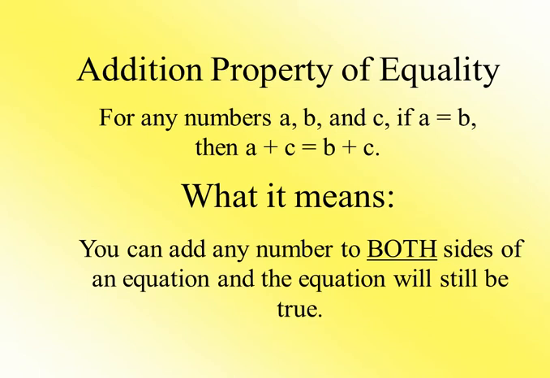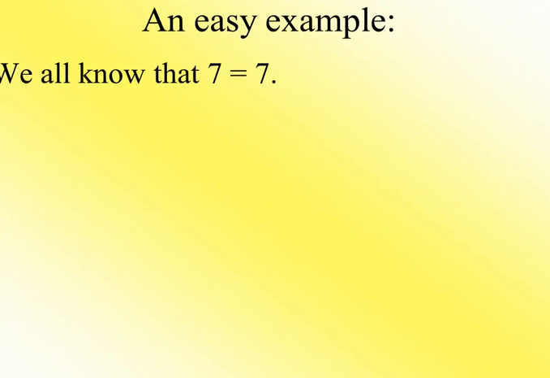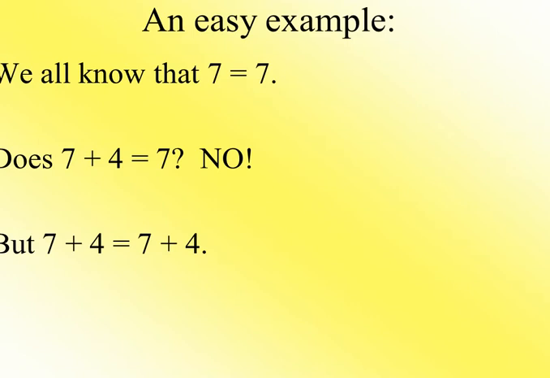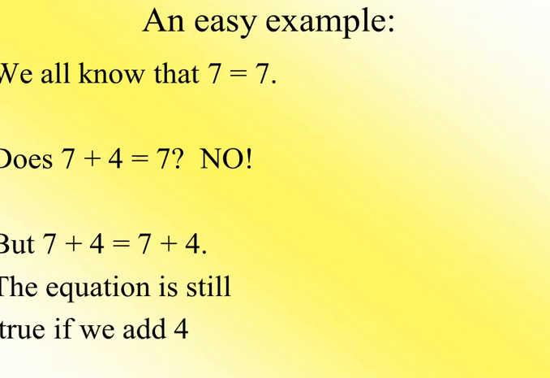So let me give you a little more real example here. We know that 7 equals 7. Does 7 plus 4 equal 7? No, because I only added the 4 to one side. That doesn't make any sense. We know that would be 11, and 11 doesn't equal 7. But if I add 4 to both sides, the two sides are still equal. Now that's really basic, and you're like, there are no variables there yet. But the idea is the same, because variables just stand for numbers anyway. So the equation was still true when I went from 7 equals 7 to 7 plus 4 equals 7 plus 4, because I added the same thing to both.